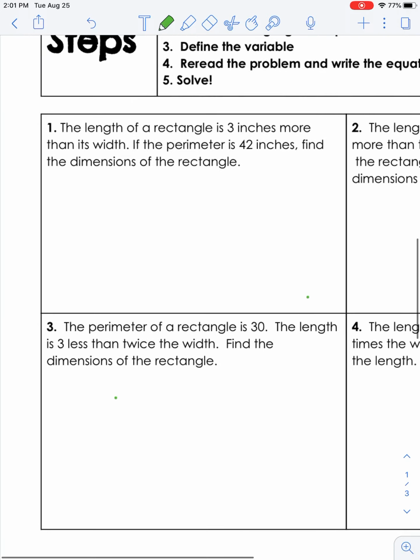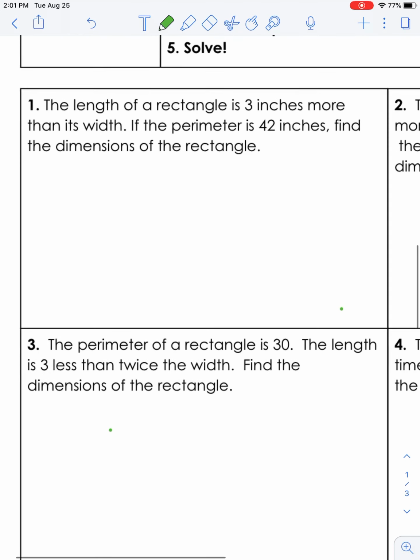So number 1 states that the length of the rectangle is 3 inches more than its width. If the perimeter is 42 inches, find the dimensions of the rectangle. Dimensions means length and width, so those are going to be our variables. We can let W be the width.